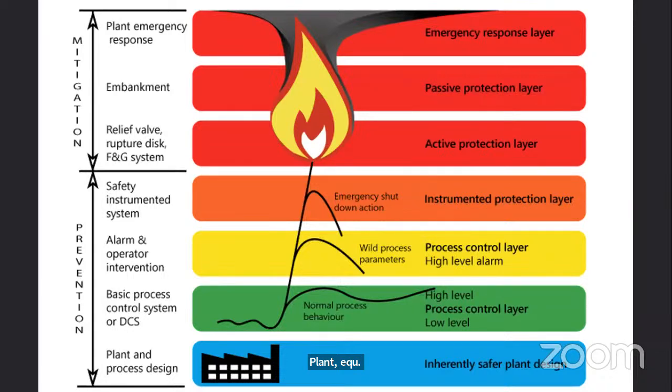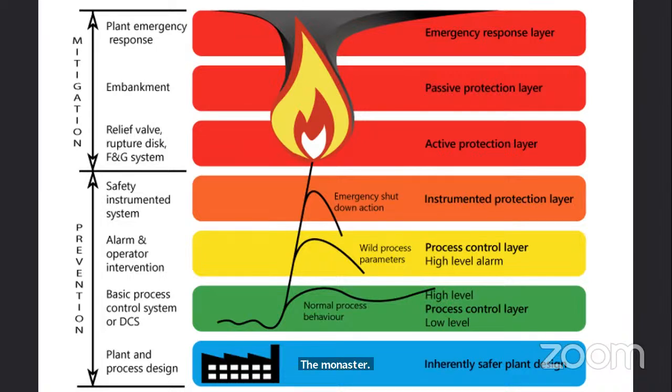Starting from now, you will transfer to the mitigation layers. The top red layers are the mitigation ones. As you can see, in the top red layers the monster has already come out of the equipment. There is a release, so there is an incident. What you can do now is to mitigate, not to prevent. Already you have failed to prevent the monster from coming out of the vessel.